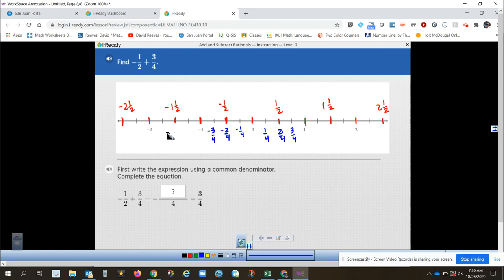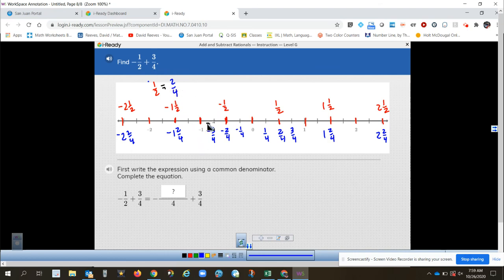So this negative 1 and 1/2 is the same as negative 1 and 2/4. This positive 1 and 1/2 is the same as 1 and 2/4, right? 2.5 over here would be 2 and 2/4. So every 1/2 is equal to 2/4, right? So 1/2 is equal to 2/4. So when you find a common denominator, we go for the smaller number.